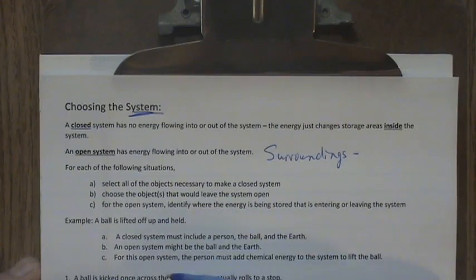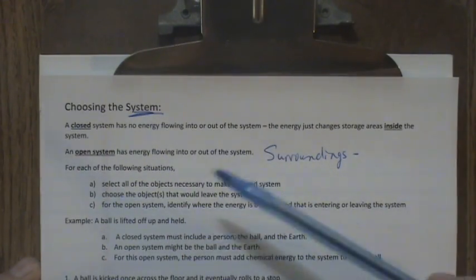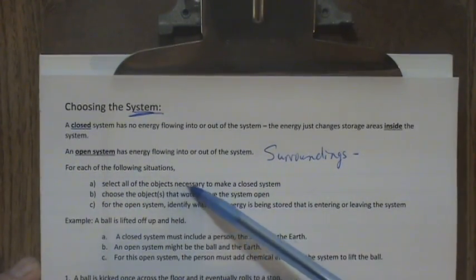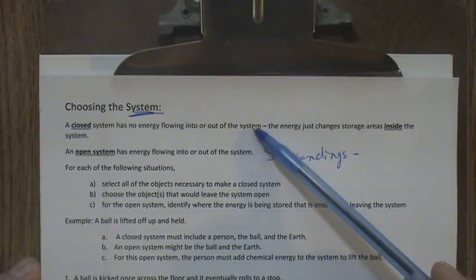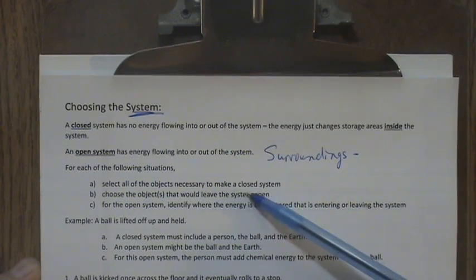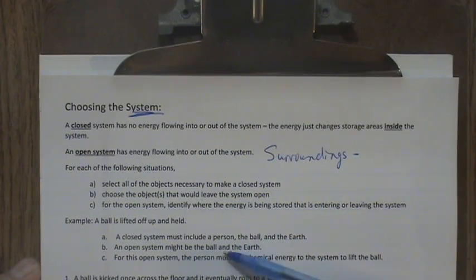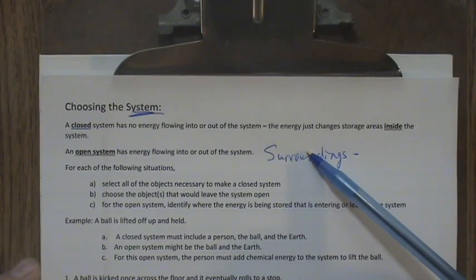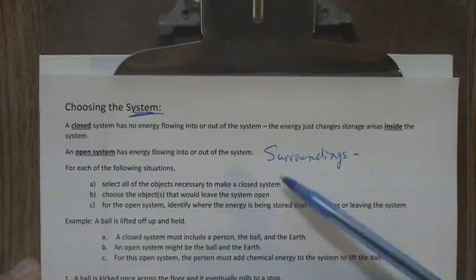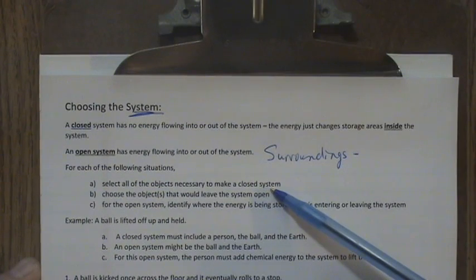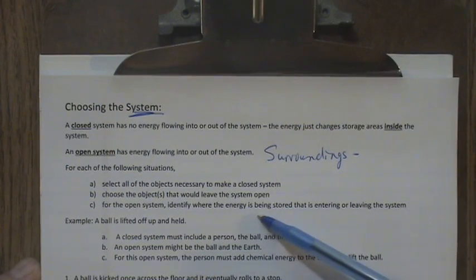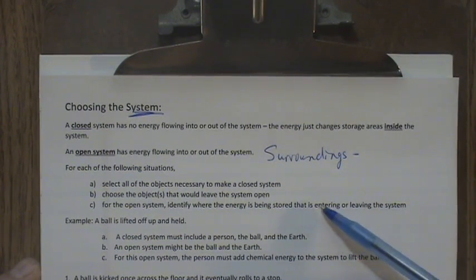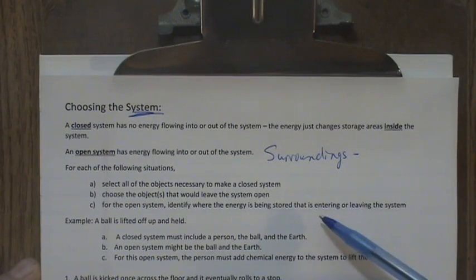So for each of these, there's 4 situations on this little practice. I want to first of all select all the objects necessary to make it a closed system. In other words, all of the energy will remain inside of those objects in some type or the other. Choose an object or two that we can maybe pull out of the system and have it be the surroundings instead, so that there is energy exchange going back and forth in terms of the energy storage, but it's not all just inside of the system. And then if it is the open system, we're going to make sure that we identify where the energy is being stored that is entering and leaving the actual system.